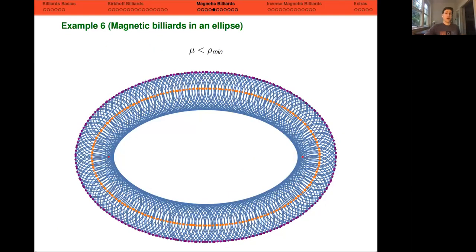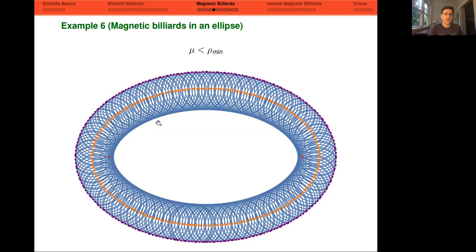So here's an example of magnetic billiards in an ellipse. Here, what we're looking at is these darker points in purple. These are the reflection points along the boundary. In red, we have each focus of the ellipse itself. And in orange, these are the centers of these Larmor circles. And in magnetic billiards, rather than the billiard map or the magnetic billiard map, sometimes it can be interesting to study the map that sends one center to the center of the next circle.